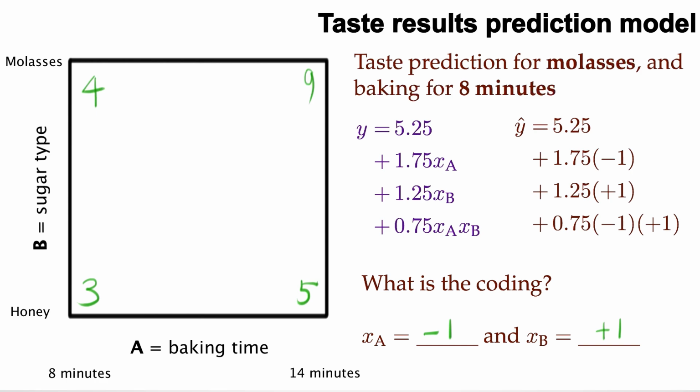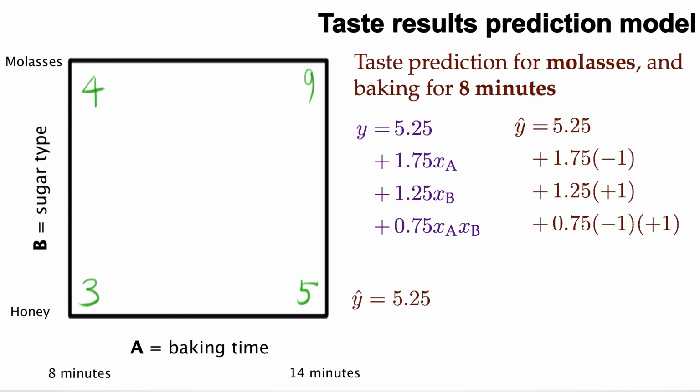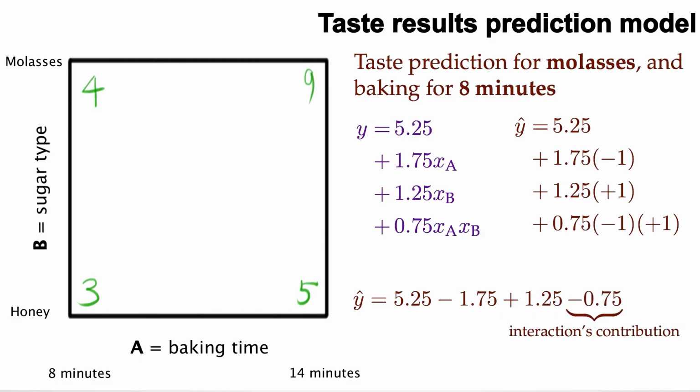-1 times +1. This shows our baseline taste is 5.25, but using short baking times removes 1.75 from our taste score. Using molasses improves the taste by 1.25 units, and then the interaction works against us, unfortunately, and subtracts off 0.75 units. So our total prediction here is 4.